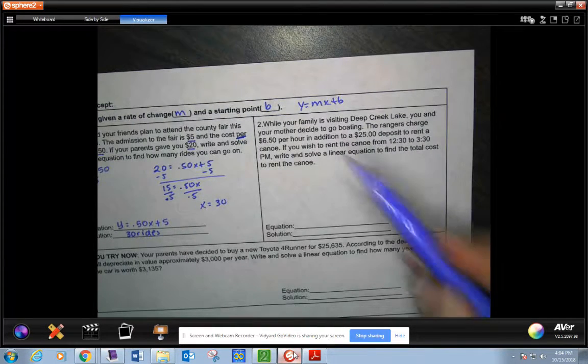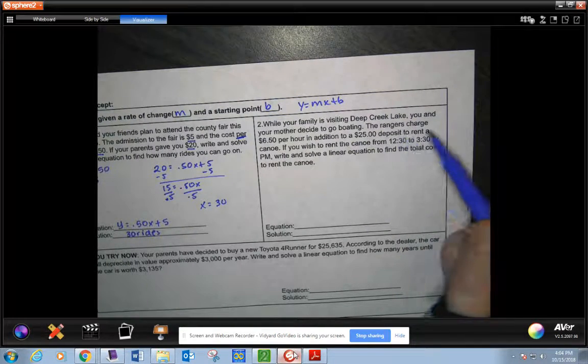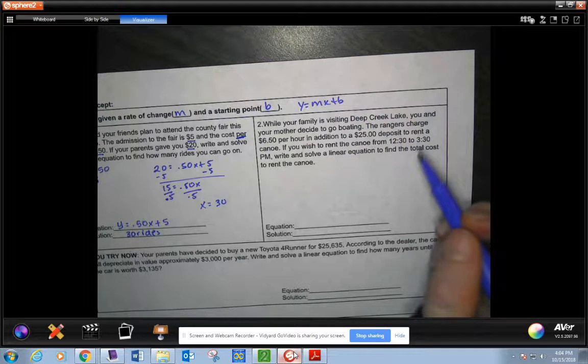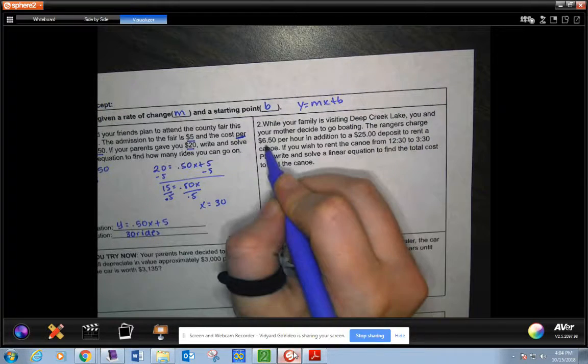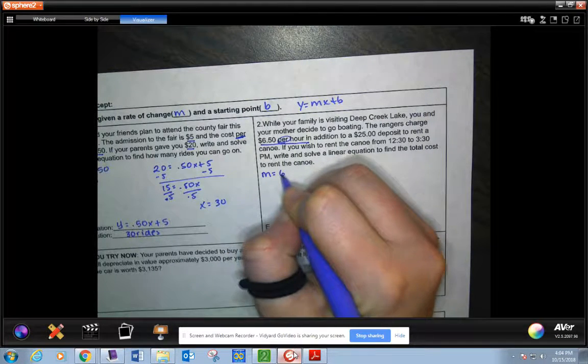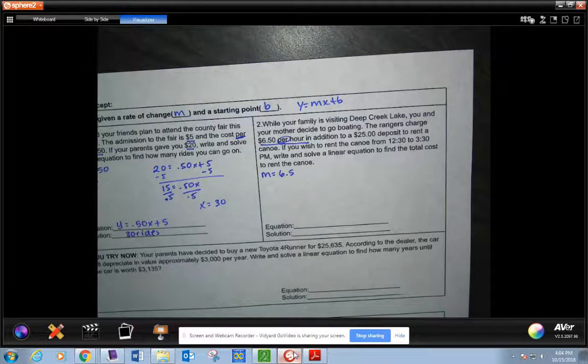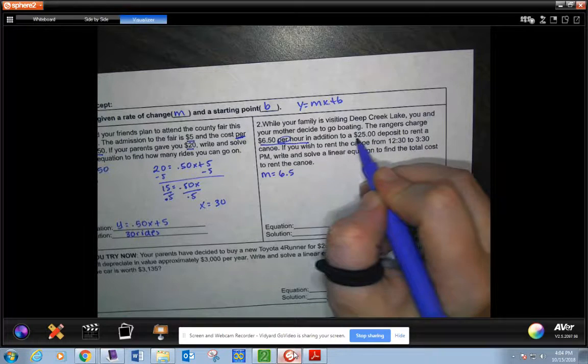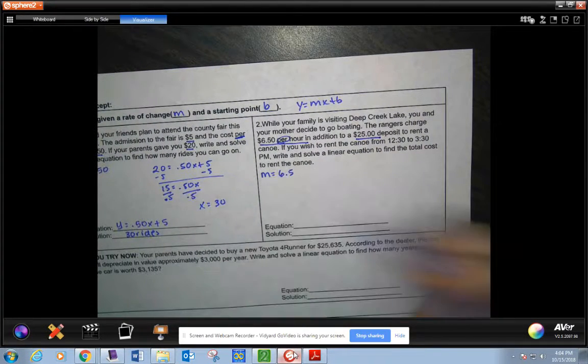Okay, so example 2, while your family is visiting Deep Creek Lake, you and your mother decide to go boating. The rangers charge $6.50 per hour. So, hey, looky there, that gave me my slope. Per tells you got your rate of change. In addition to a $25 deposit to rent the canoe. If you wish to rent the canoe from 12:30 to 3:30 p.m., write and solve an equation to find the total cost to rent the canoe.